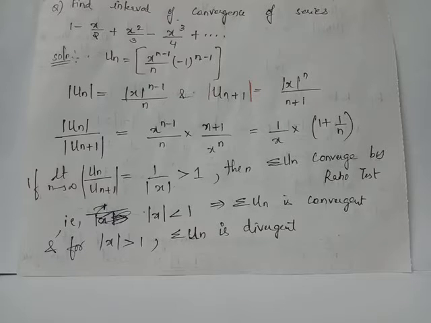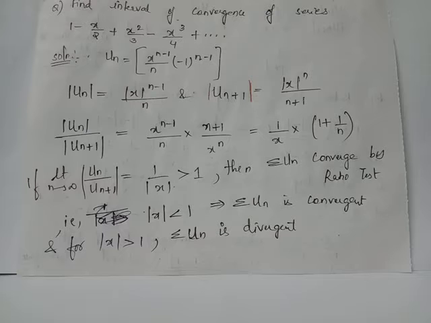From these observations, the general nth term possible for the given series will be u suffix n equals x raised to n minus 1 upon n, multiplied by minus 1 the whole raised to n minus 1. We have the radius of convergence will be capital R equals limit n tends to infinity un by un plus 1.